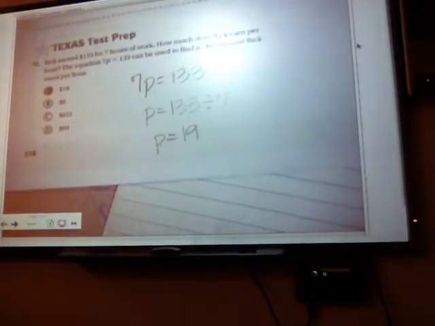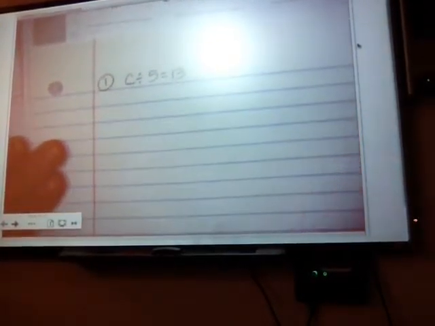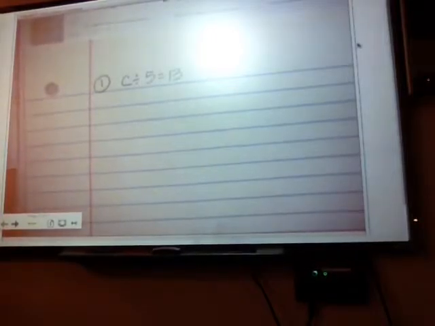Okay, number 1 on your gold page. It does not give you enough room to multiply and divide on this paper. That's why I want work done on a notebook paper. Number 1, c divided by 5 is 13. I cannot physically divide c 5 times to get 13.